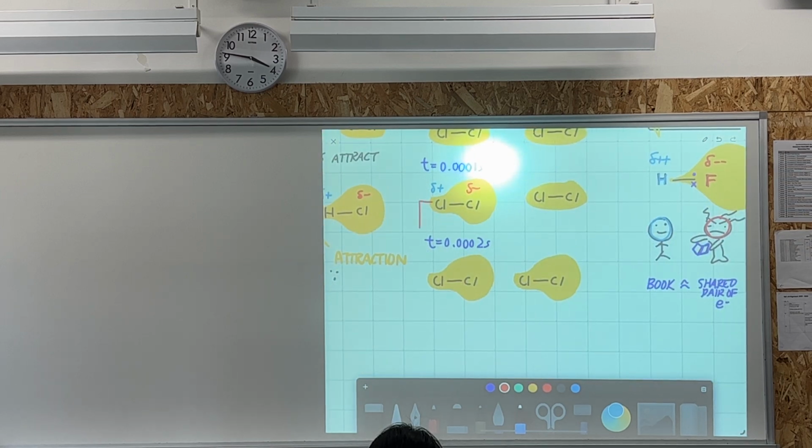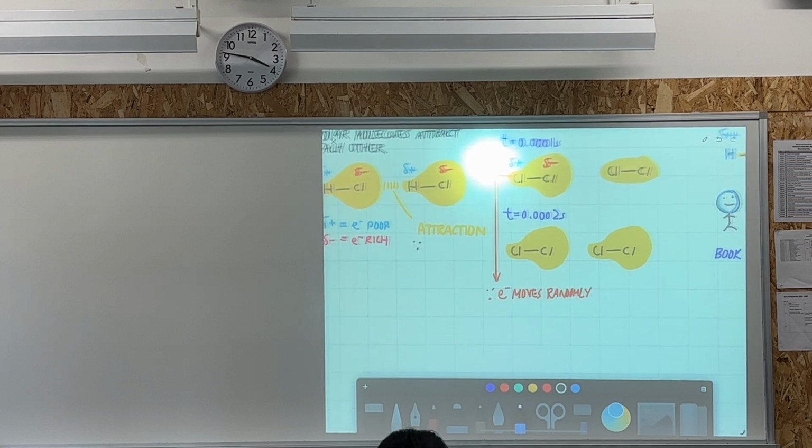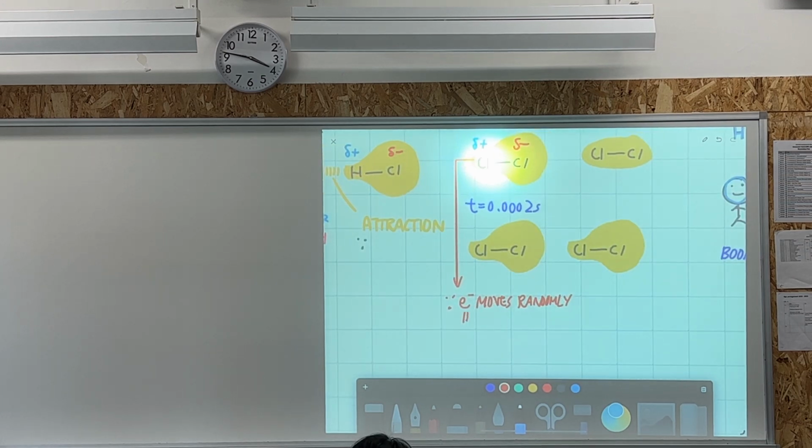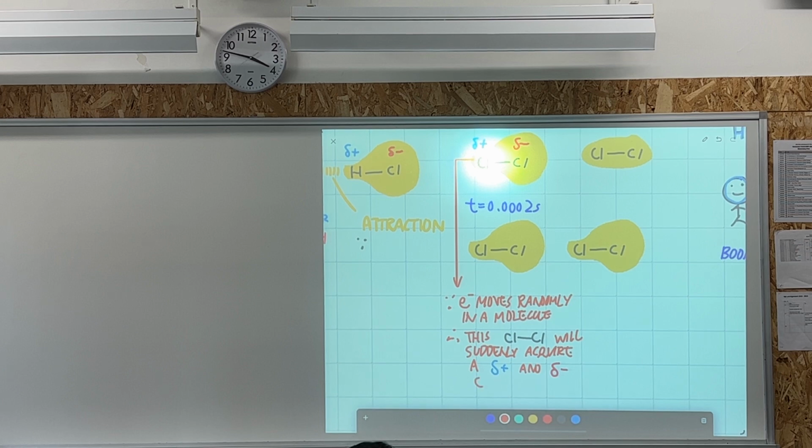So can you put down some short notes in here? Because electrons move randomly, just like in an atom, where electrons move around the nucleus randomly, in a molecule the electrons will also move randomly. Therefore, this Cl-Cl molecule will suddenly acquire a positive and negative charge, a delta positive and a delta negative charge.